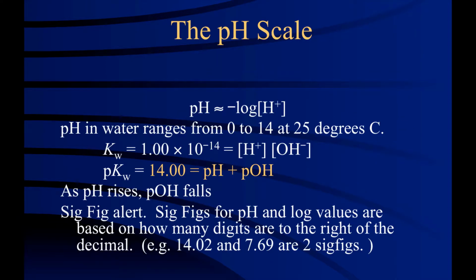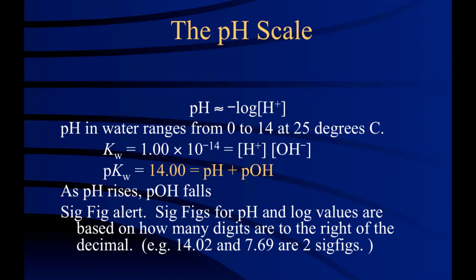You guys learned in pre-AP Chem that you can take the negative log of the hydrogen ion concentration and it gives you a value for pH. pH just tells you on a scale of 0 to 14, that's at 25 degrees, 0 would be really acidic and 14 would be really basic.